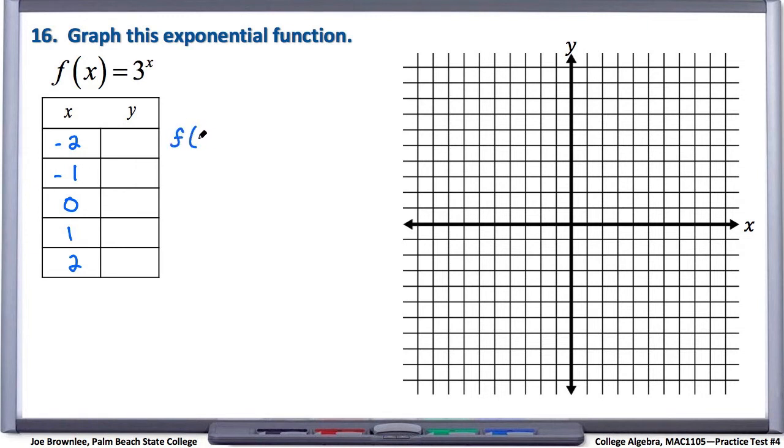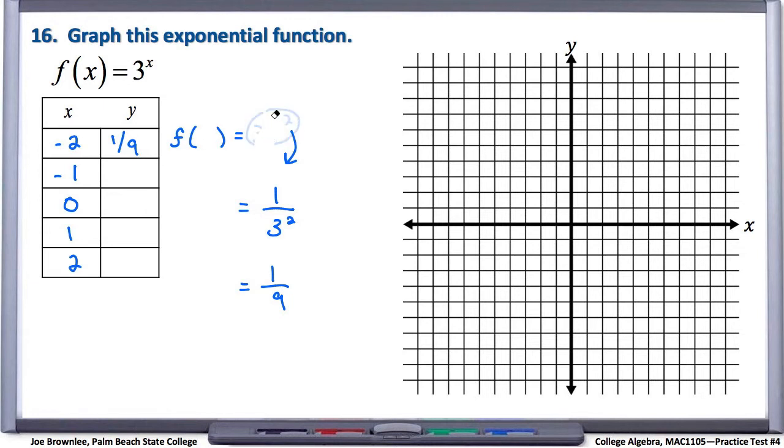So this is f of -2 equals 3 to the x, but we're now saying x is -2, so that is 3 to the -2 power. We know we can't have negative exponents, so we're going to bring this whole thing from the numerator to the denominator, which is going to give us 1 over 3 squared. And we know 3 squared is simply 9, so we end up with 1 over 9. So when x is -2, the corresponding y value is 1 over 9.